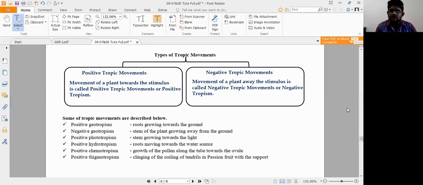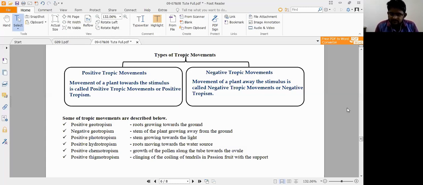Let me take the roots now. The roots are moving away from the sunlight, right? That should be negative phototropism. And the fourth point, positive hydrotropism. Some examples we read there. Roots moving towards the water source, towards water bodies, like lotus, like flowers you take. So they are positive hydrotropism.